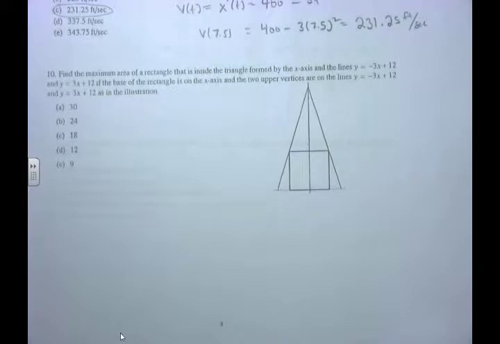Find the maximum area of the rectangle inside of a triangle formed by the x-axis and the lines y equals negative 3x plus 12 and y equals positive 3x plus 12. If the base of the rectangle is on the x-axis and the upper two vertices are on the lines y equals negative 3x plus 12 and y equals 3x plus 12, as illustrated. This problem right here, I saw students just have that same look that you guys have. What? You know that look? What am I supposed to do?